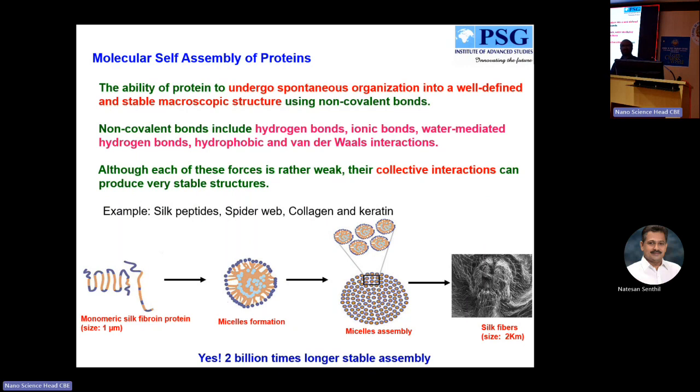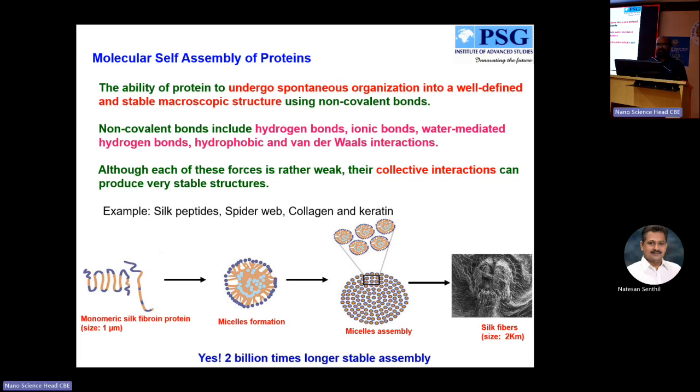So what is molecular self-assembly of proteins? Molecular self-assembly of proteins basically is a spontaneous organization into a well-defined and stable macroscopic structure using non-covalent bonds. Now, the bonds involved behind this are hydrogen bonds, ionic bonds, water-mediated hydrogen bonds, hydrophobic, van der Waals, etc. And sometimes they are individually involved, and most of the time they are collectively involved. Okay, so not only a single force is going to have an impact, but the forces collectively are going to have an impact.